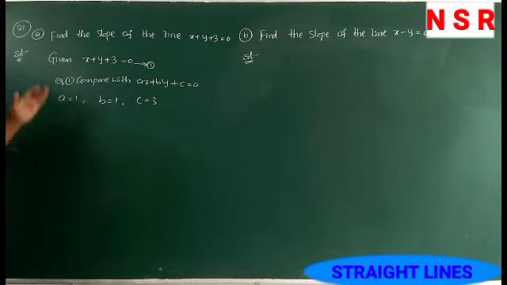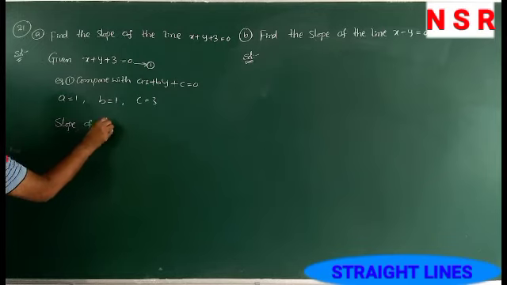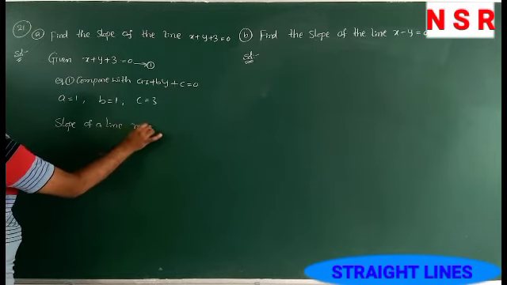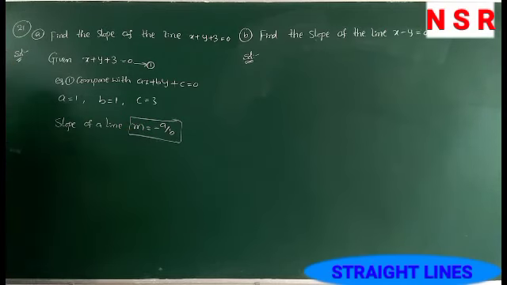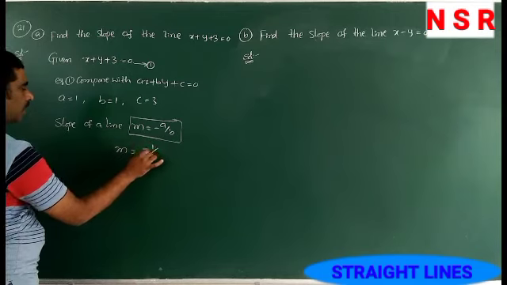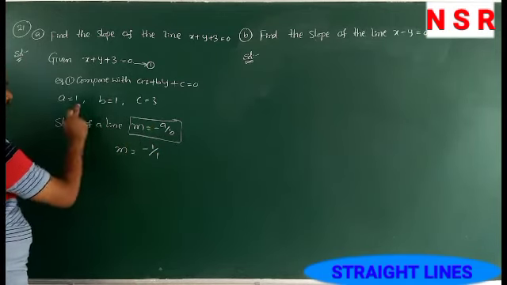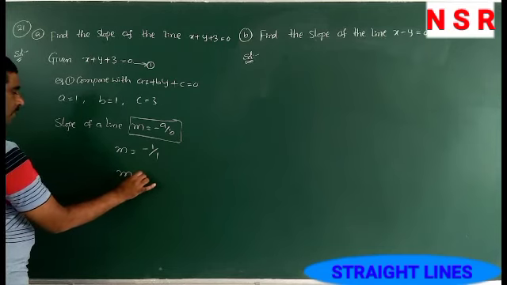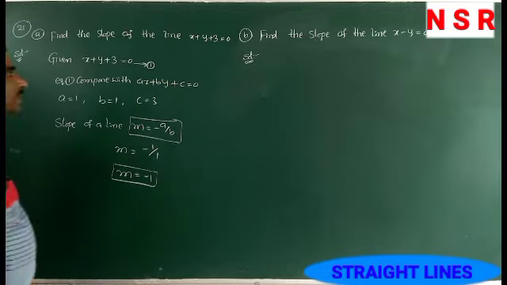So we have a formula for the slope of a straight line. Now the slope of a line, m equal to minus a by b. So the slope of a straight line formula, m equal to minus a by b, with a value 1 and b value 1: minus 1 by 1 equal to minus 1. Now the slope of this line is minus 1.